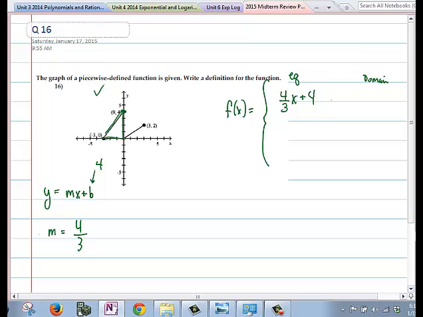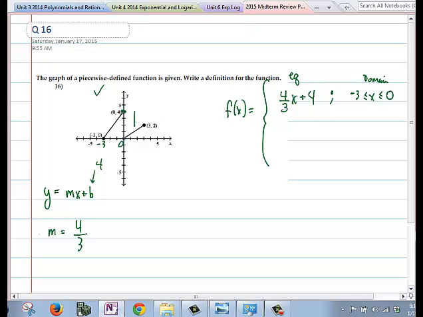Now I have to put a domain restriction in, so I put a little semicolon here, and I say this function's only good for certain x values. It's good from x equals -3 to x equals 0. So, using my inequalities, I'm going to say x has got to be greater than or equal to -3, and it's got to be less than or equal to 0. So that would be the domain for that first one.